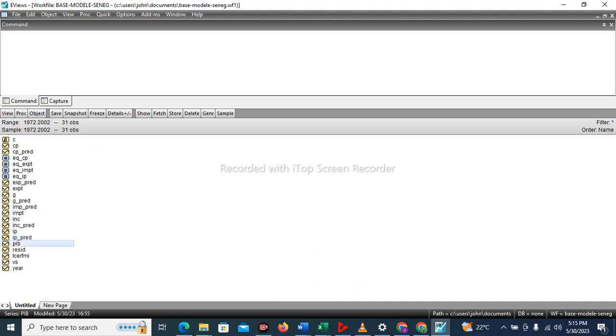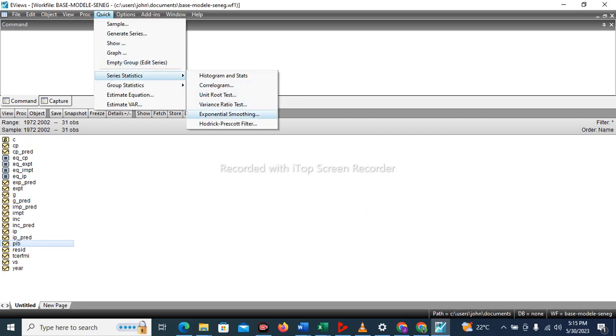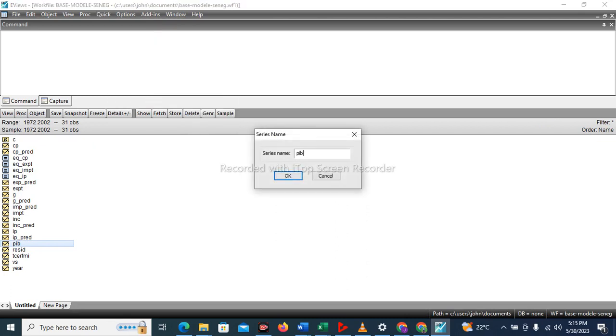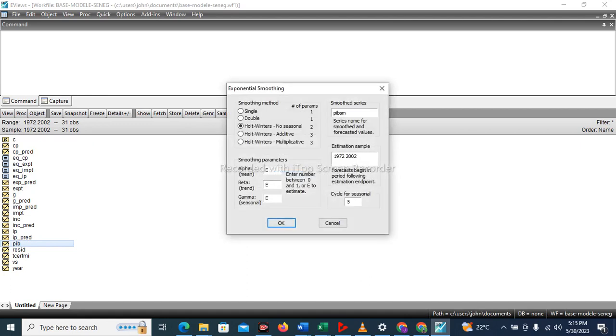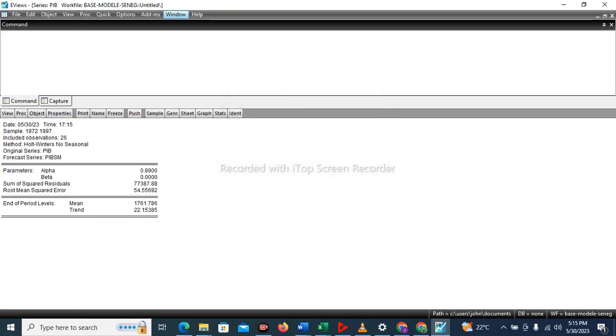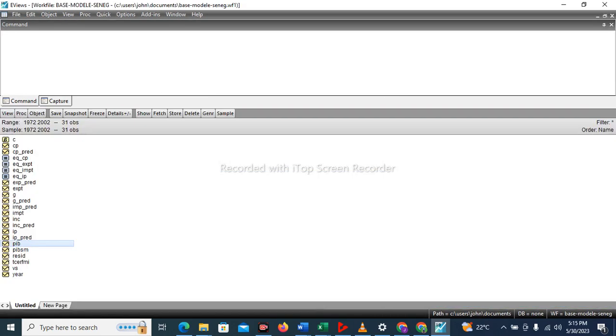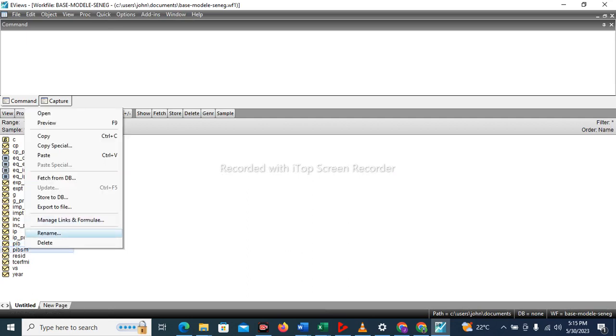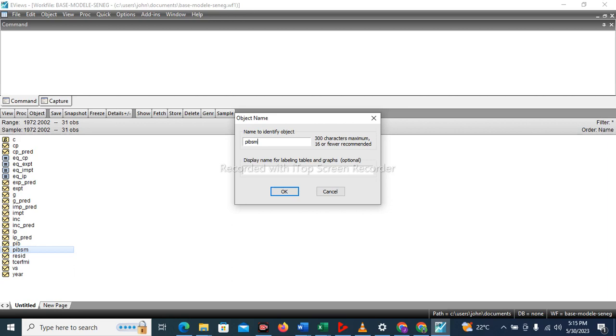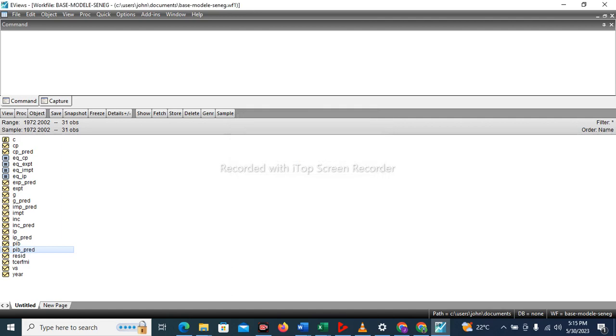Then again we are going to do the same for our gross domestic product denoted as PIB. So again, quick series statistics, exponential smoothing. Then we have PIB. Okay, again it was non-stationary, therefore we use Holt-Winters now seasonal. Then again, okay. Make sure you have it well labeled. So I'm going to label it as PIB prediction. There we have it.